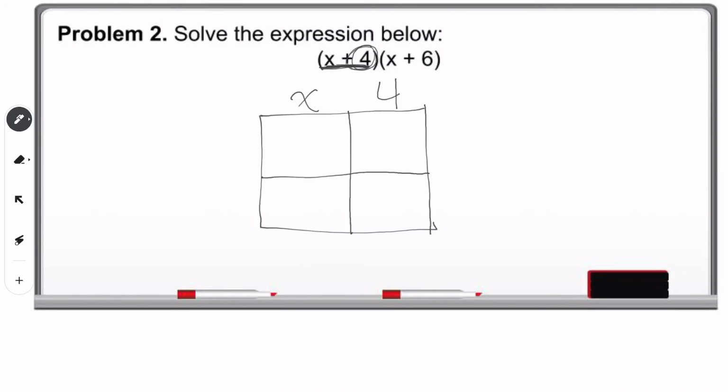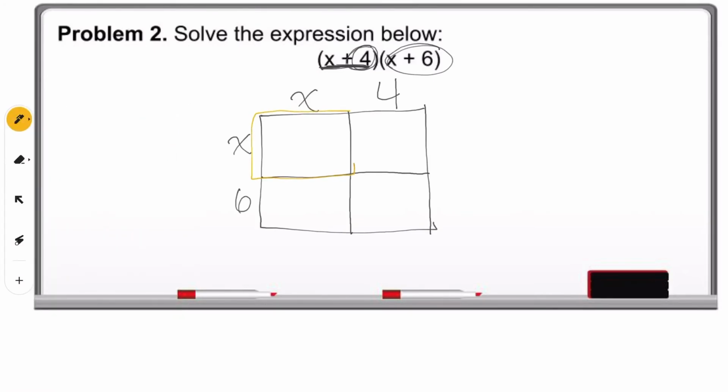Then on the left side, I'm going to write an X to represent the first term in my second binomial. The left side always represents the second binomial. And on the bottom, I am going to write a positive 6. So, to fill in the boxes, we're going to use the products of the 2 numbers that are outside of the box.